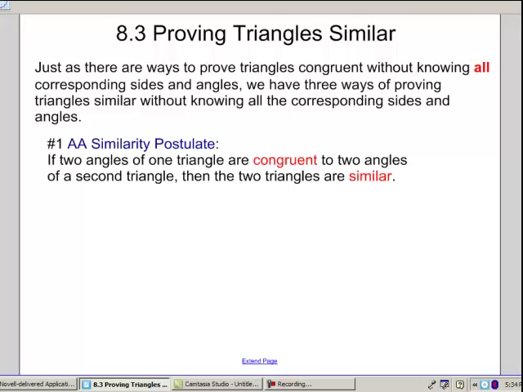The first that we have is called the angle-angle similarity postulate. It states that if two angles of one triangle are congruent to two angles of a second triangle, then the two triangles are similar. Not congruent, but similar. Angle, angle, angle did not work for congruency, but angle, angle, angle does work for similarity. If you have two angles congruent on a triangle, you know the third corresponding angles have to be congruent, so it really only takes two.